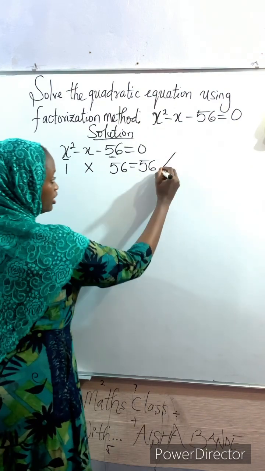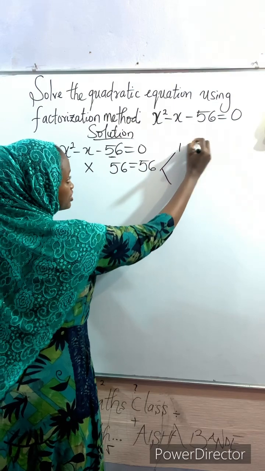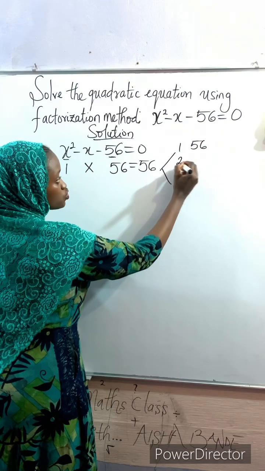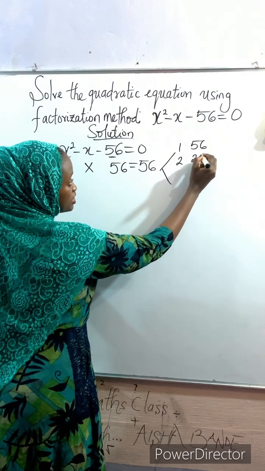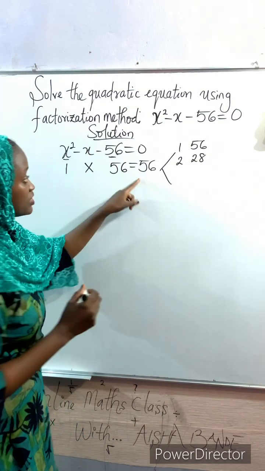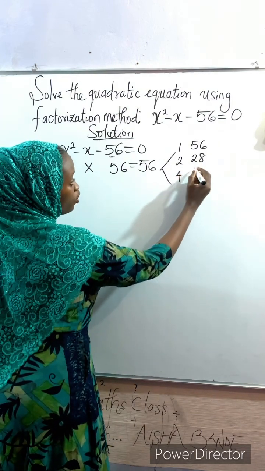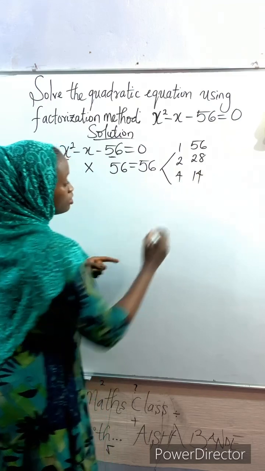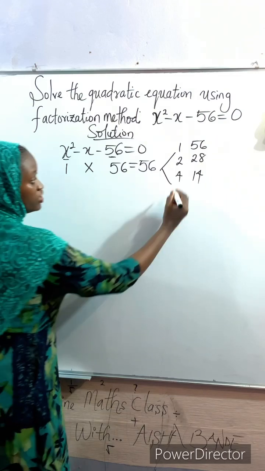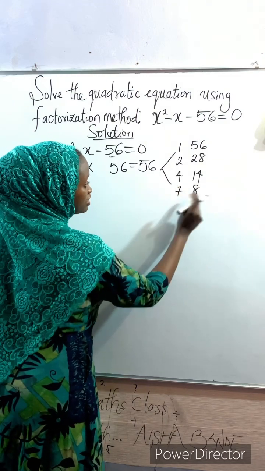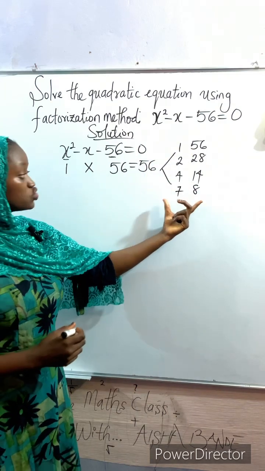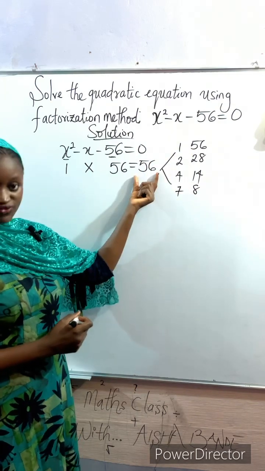And the numbers are, we have 1 and 56. When you multiply 1 times 56, it gives us 56. We have 2 and 28. When we multiply 2 by 28, it gives us 56. We also have 4 and 14. Multiplying 4 times 14 also gives us 56. Another value we have is 7 and 8. 7 times 8 also gives us 56. So now these are the values we have. The two numbers in which when we multiply gives us 56.